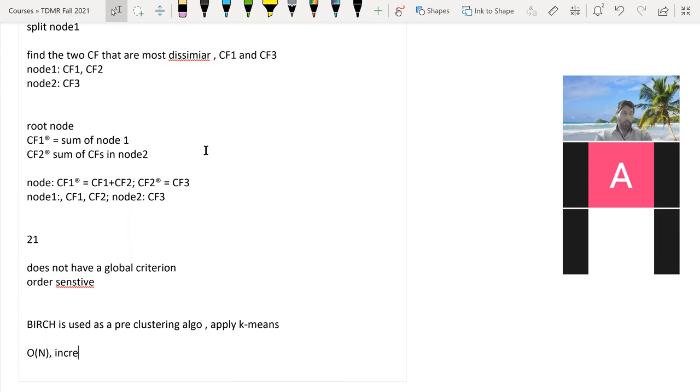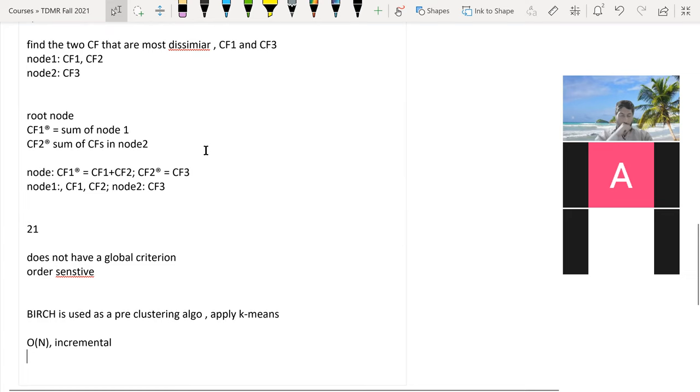O(n), of course, because it is incremental. Okay. All right. So I think with that, we will conclude this algorithm. So two key advantages: it's incremental, and secondly, it's hierarchical, or at some point you can apply k-means as well. So you can get the benefits of both hierarchical and partitional clustering algorithm using BIRCH.